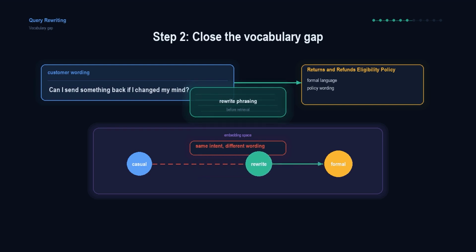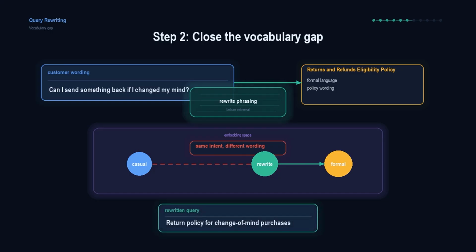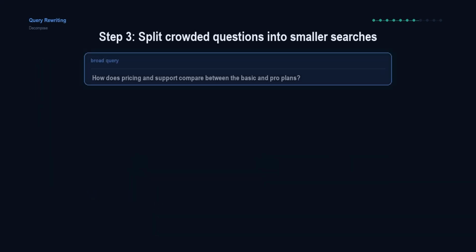Better odds that the two vectors will land near each other. Step 3 is to decompose if the question is really several questions. Sometimes the issue isn't a missing reference or a wording mismatch. It's that one sentence is doing the work of several questions. Take the plan comparison example from earlier. How does pricing and support compare between the basic and pro plans?